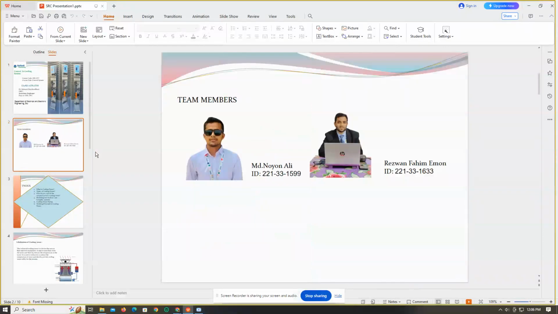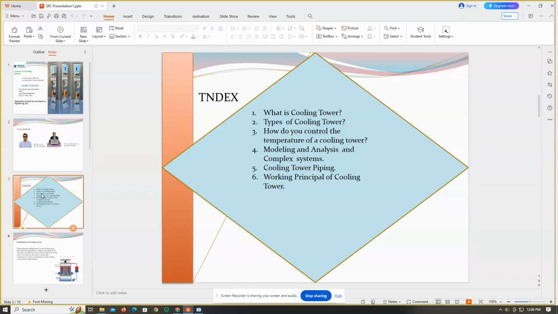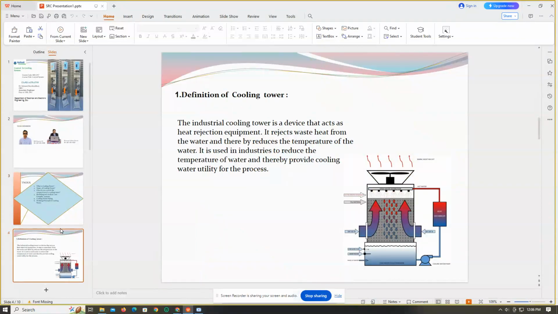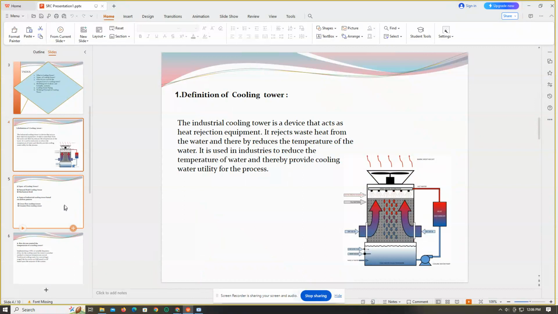In the slide index, we see what a cooling tower is, types of cooling tower, how to control the temperature of a cooling tower, modeling and analysis of a complex system, cooling tower piping, and lastly, the working principle of a cooling tower. Now I am describing the definition of a cooling tower.